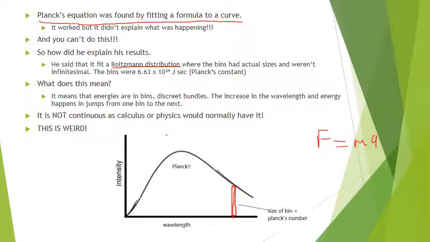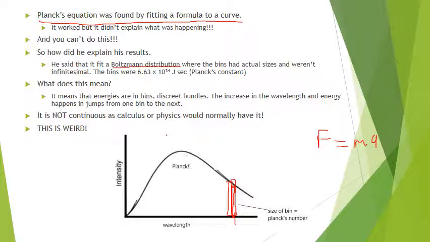And they had actual sizes. So this wavelength has a size, and it can hold a certain amount of intensity. And then the next bin has a different size. And so you don't just flow continuously from one bin to another bin. You have to jump from one bin to another bin.